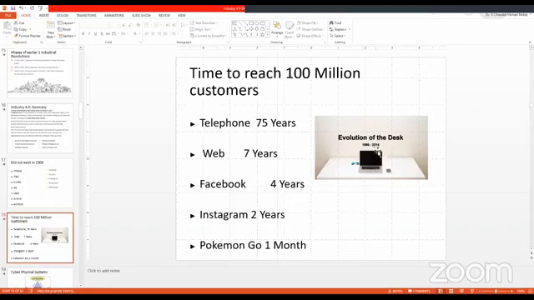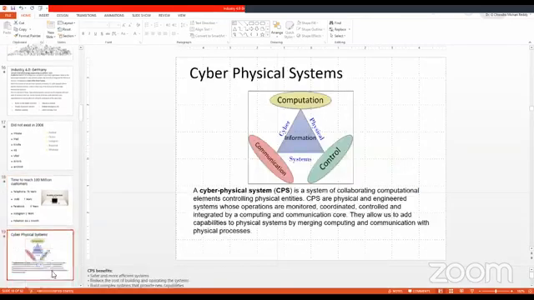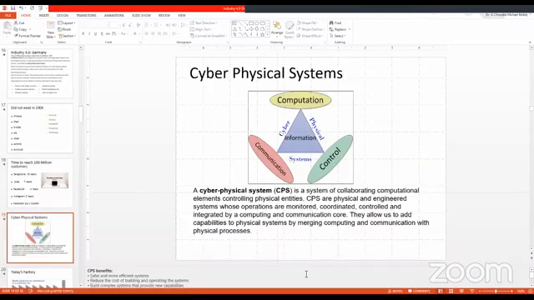So this is how the evolution of the desktop went, right from 1980 to 2014. Then, so far I have been speaking about the cyber physical systems.